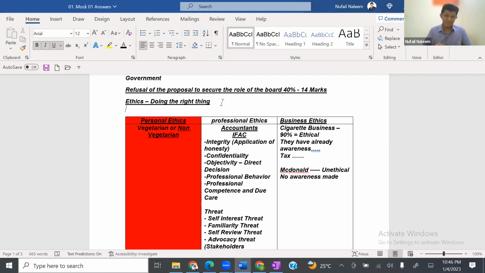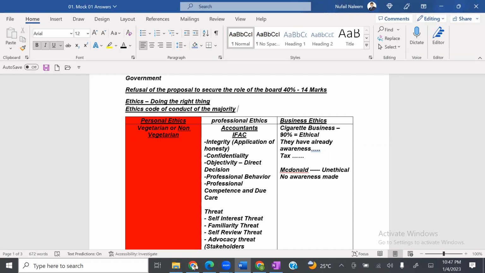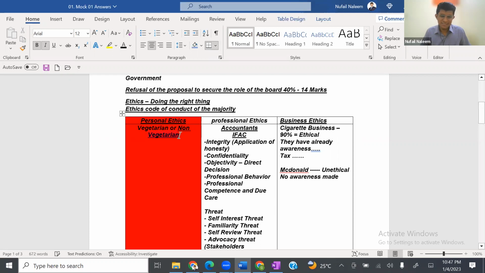But actually, ethics is the code of conduct of the majority. Code of conduct of what? Majority. I will make it very transparent, so that other students will understand it clearly.